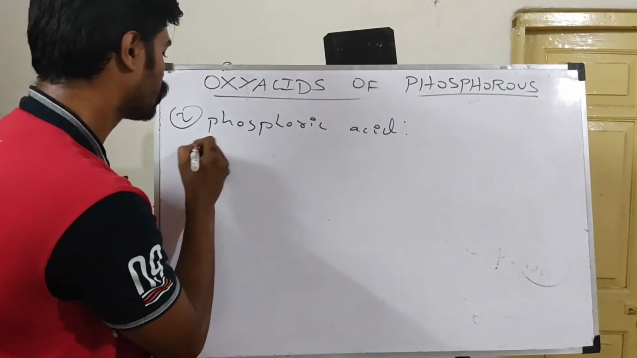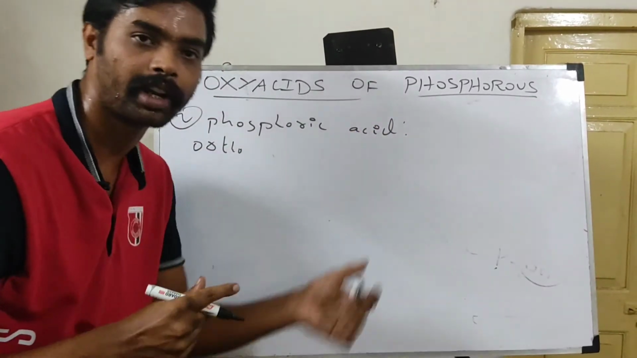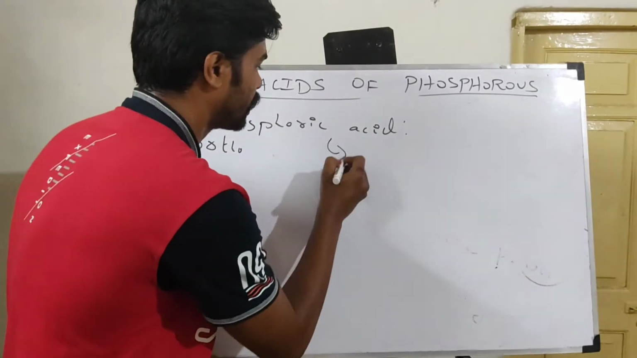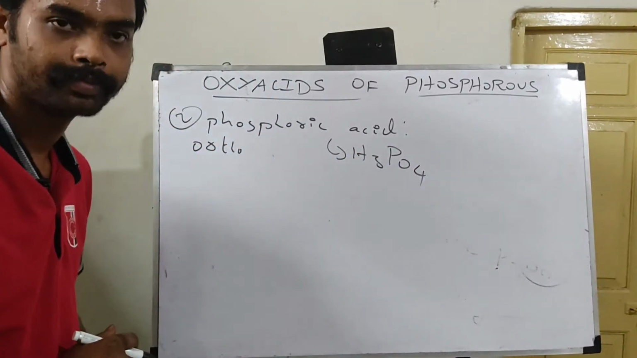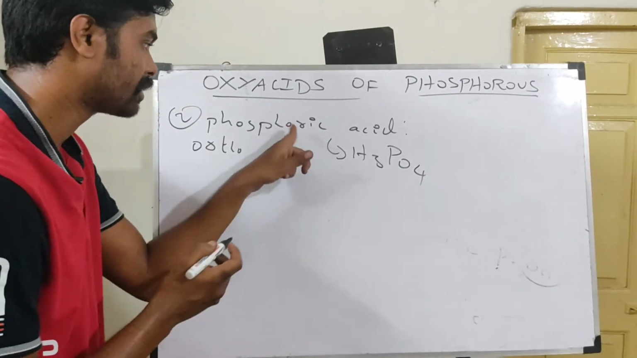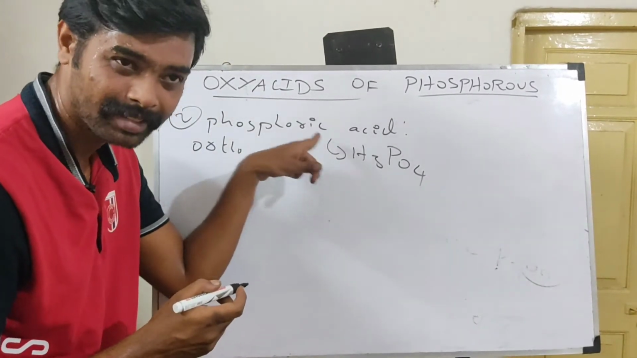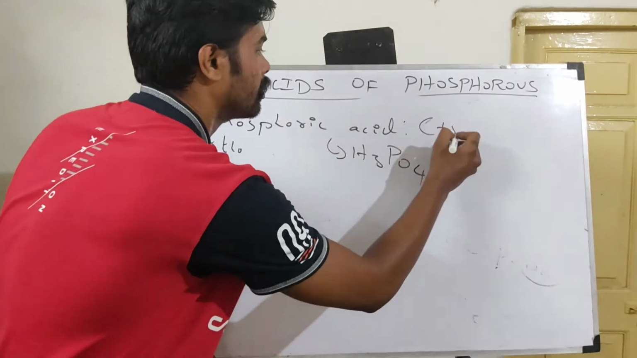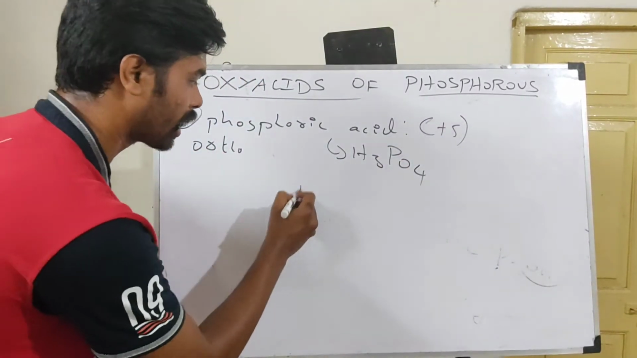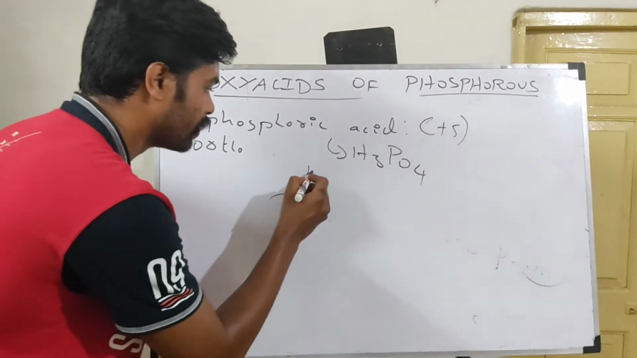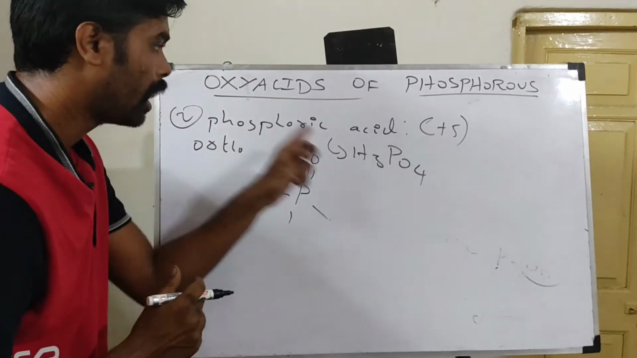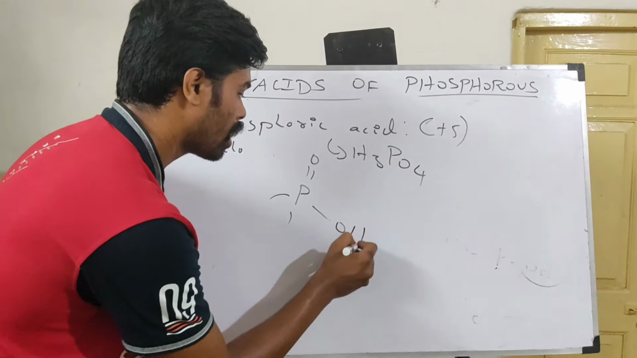Now generally it is also called orthophosphoric acid, so it is H3PO4, right? So again it's coming as IC, so definitely it is going to be in +5 oxidation state. Each phosphorus atom is tetrahedrally surrounded with at least one P=O, and I'm going to have at least one OH bond.